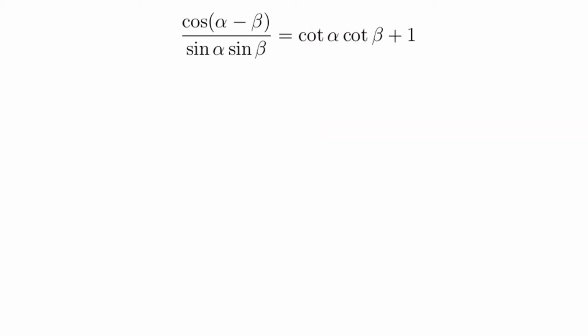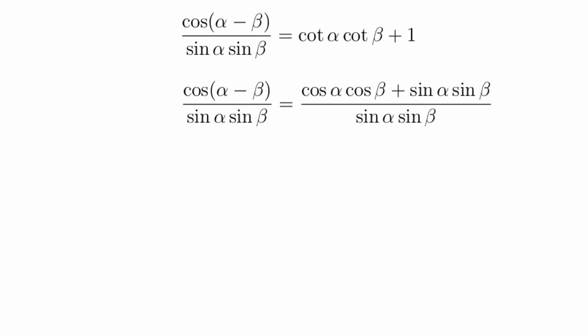Let's use these formulas to establish the identity cosine of alpha minus beta over sine of alpha times sine of beta is equal to the cotangent of alpha times the cotangent of beta plus 1. The numerator of the left side of the equation is the cosine of the difference of two angles, alpha and beta, so we can use the formula for that to substitute in cosine of alpha times cosine of beta plus sine of alpha times sine of beta.